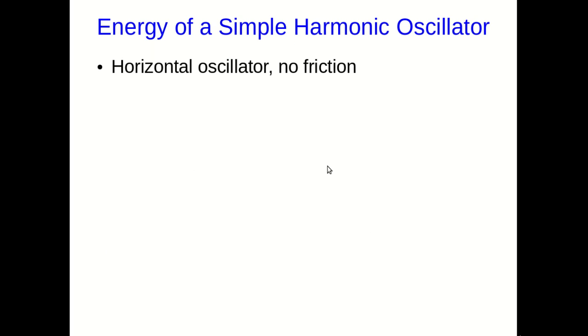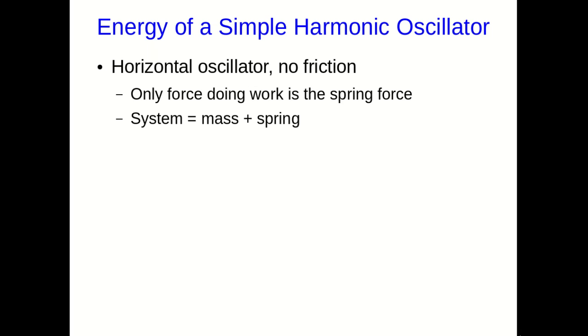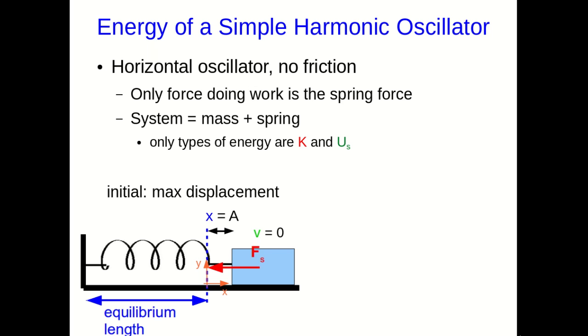So let's examine the energy of a simple harmonic oscillator, and we'll talk about the simplest case we can, a horizontal oscillator with no friction, like we were talking about in the last lecture. So the only force doing work is the spring force. There's a normal and a weight, but they're perpendicular to the motion, so they do no work. And so if we define the system as the mass plus the spring, then the only types of energy we're going to have are the kinetic energy of the mass and the spring energy stored in the spring.